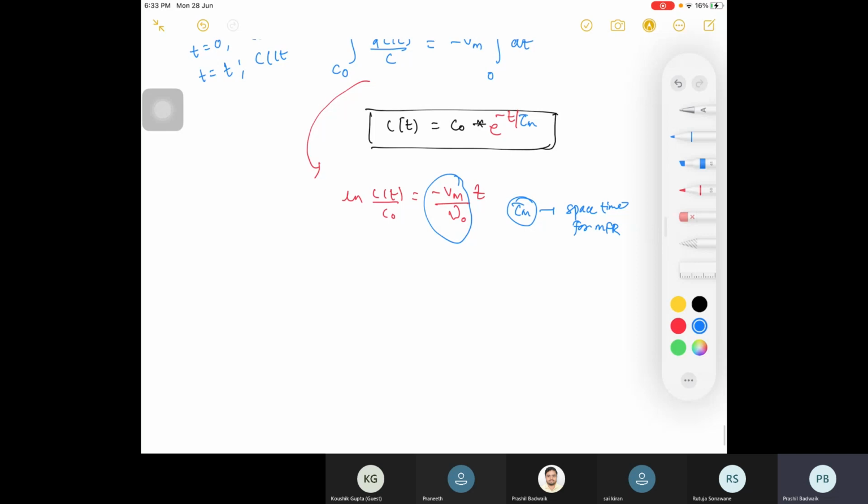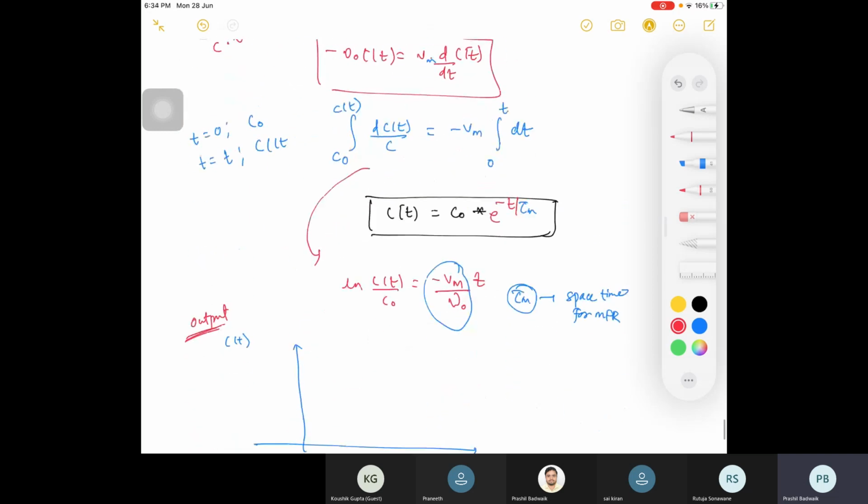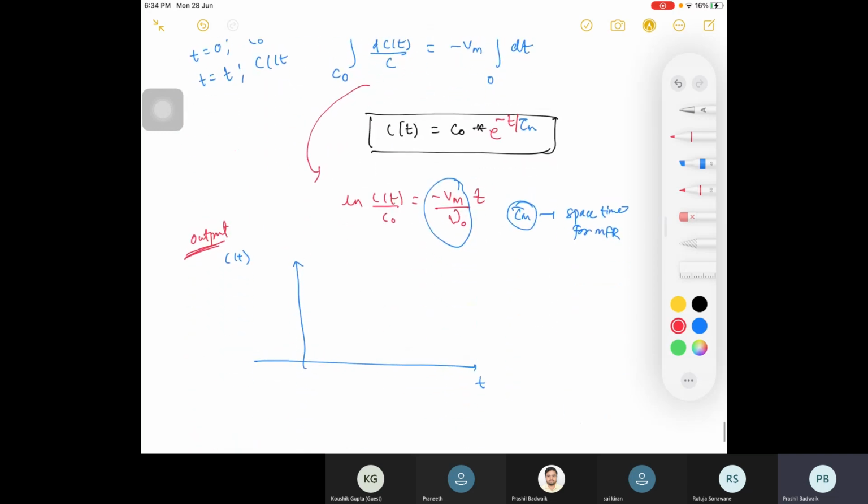So this is your equation. Now if you plot, you will have outlet profile as, this is your C(t) and this is your time, and I'm writing output. Please write this output, right? And I have already drawn your input profile. So at time t is equal to 0, what is your value? Please substitute here t is equal to 0.